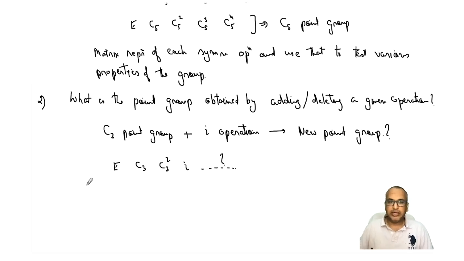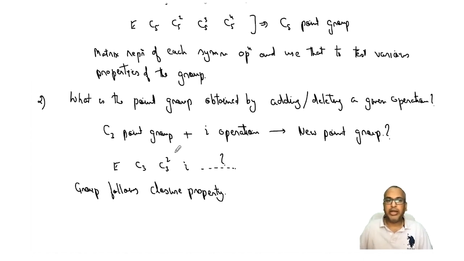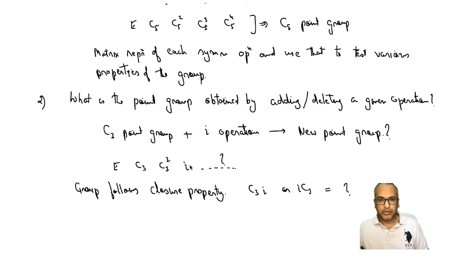Okay. So how do you identify that? So the very easy thing is that group always follows closure property, right? That means what you have to do is create the products of different elements and see what is the resultant which you are getting. Now that resultant may belong to the already existing elements or may give you some additional element, right? So for example, if we do C3 into I or I into C3, what do we get? Let's say if we get a new operation, then that new operation can come here.